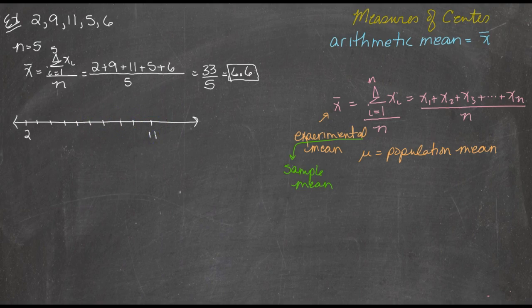If I plot each data point with a dot, it's sort of like stacking pennies on top of a balance. I know I have a 2, a 9, an 11, a 5, and a 6. Now, my calculation tells me that my balance, the place right in the center of all my data, should be right about here. Now let's look at it and see if that makes sense.